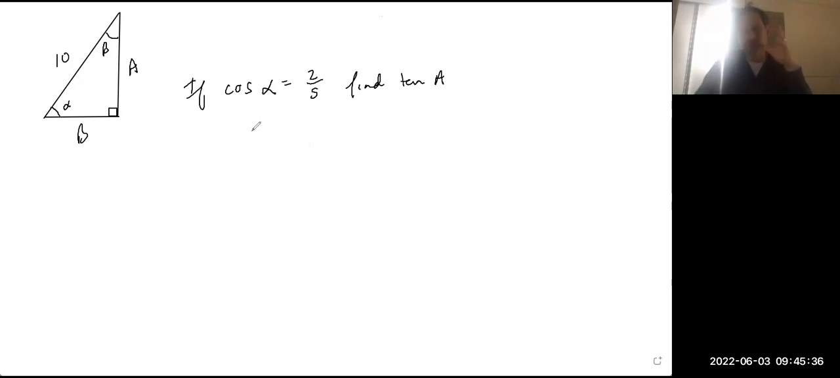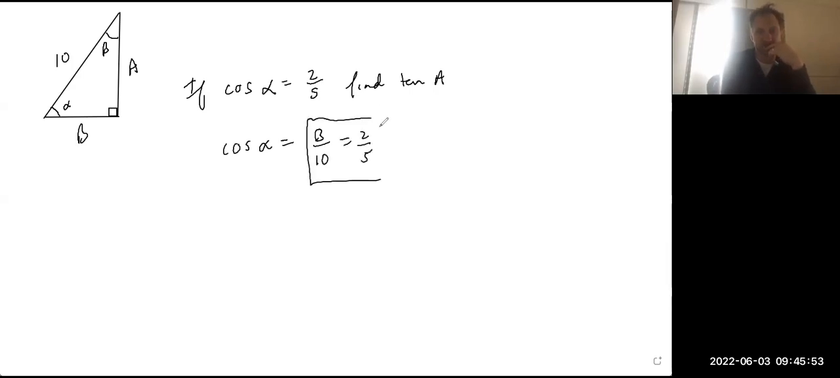And of course, it's important for us to be clear about what angle we're talking about because depending on the angle, the adjacent side is going to be different. So cosine alpha here would be b over 10, adjacent over hypotenuse, and we know that's 2/5, so we can solve this problem for b. So basically we have 5b equals 20, b equals 4, and if b equals 4, then I can do the math to figure out what a is equal to.